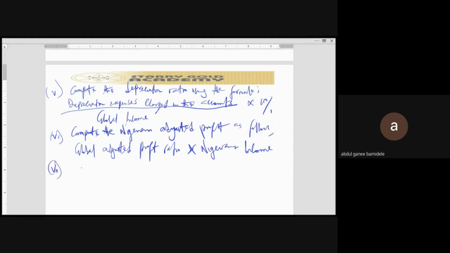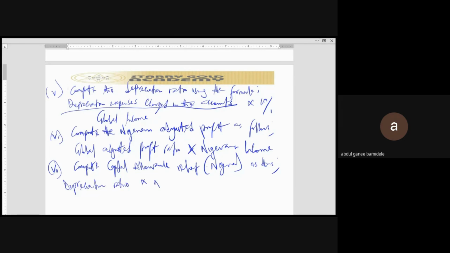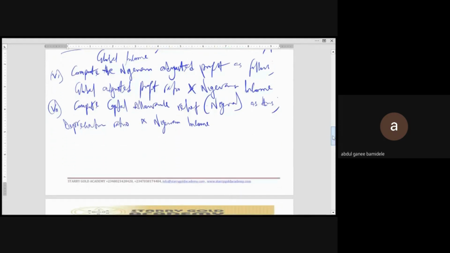After arriving at the Nigerian adjusted profit, the next thing is to compute the Nigerian capital allowance, the capital allowance relief attributable to Nigeria using the depreciation ratio. So you say your depreciation ratio multiplied by the Nigerian income. You can see that it is straightforward.